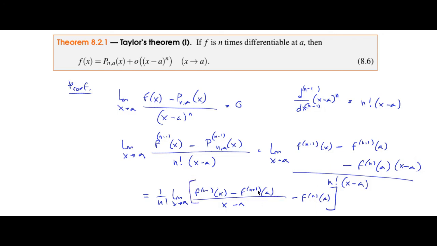But again, this is the definition of the derivative of the n minus 1 derivative, so this is going to be equal to the nth derivative at a, and this minus the nth derivative at a is equal to 0, which completes the proof.